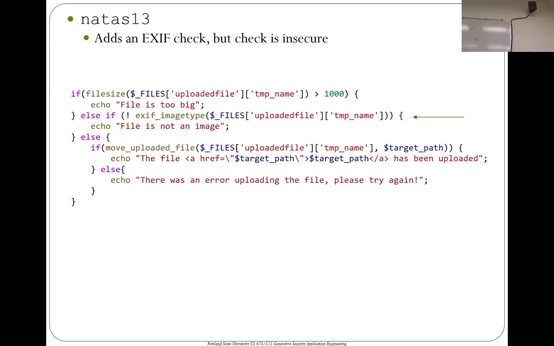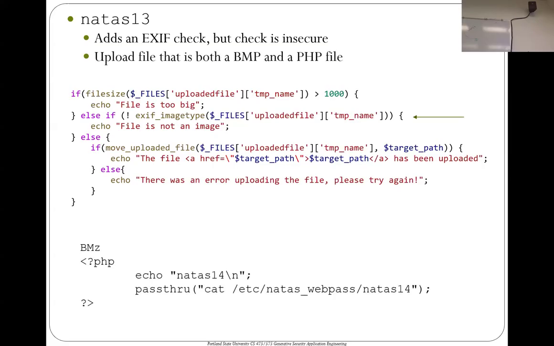And so in this case, here is a file. It's got the BMP header, which is just 3 letters. And that passes the EXIF image type check. But then you can also attach a PHP script at the bottom. And if a PHP interpreter gets at this, it will execute PHP code. So this is both an image and a PHP file. You upload this thing, and then you can get code execution.